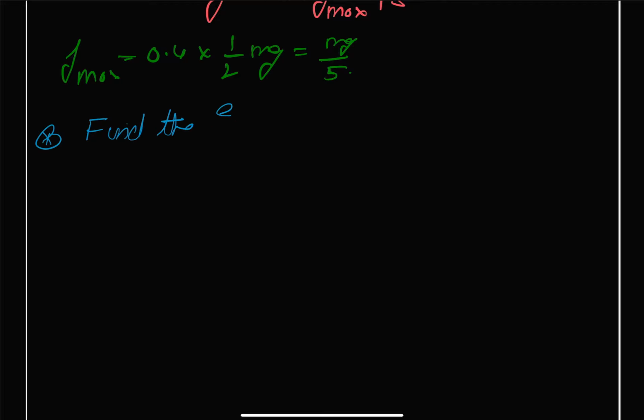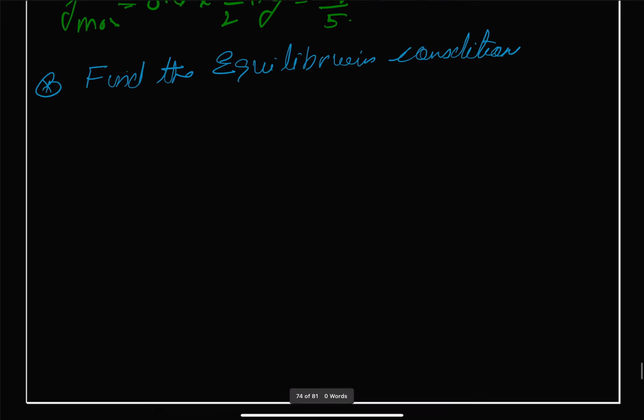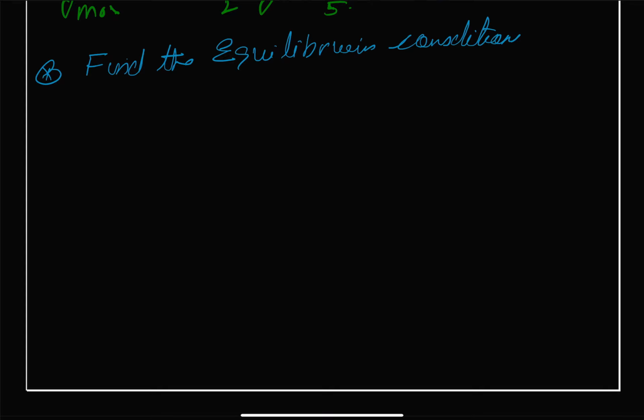And the equilibrium conditions. The equilibrium condition means there will be no translational and no rotational motion. Okay, so we start with our translational equilibrium.